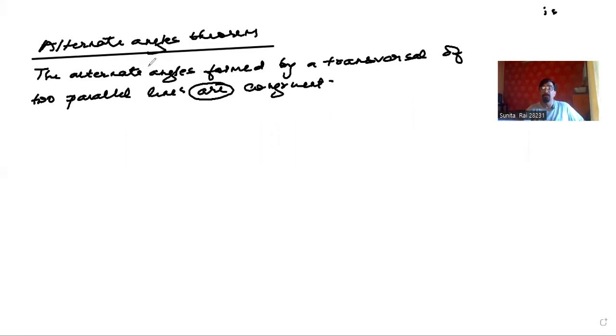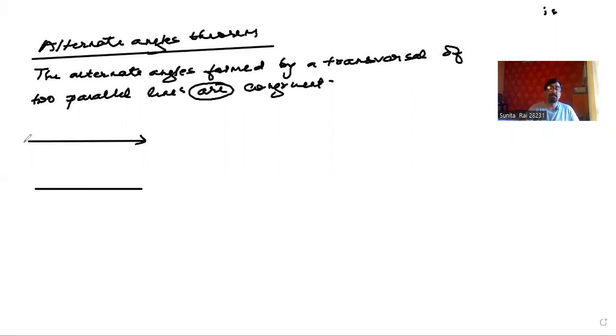Okay, so listen, alternate angles formed by a transversal of two parallel lines, that is the antecedent. Two parallel lines should be there, children, and the alternate angles formed by the transversal should be there.